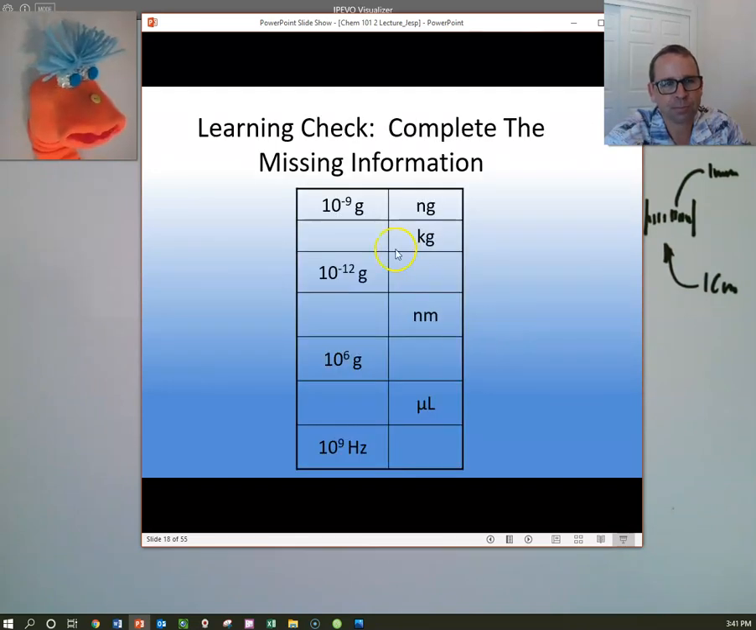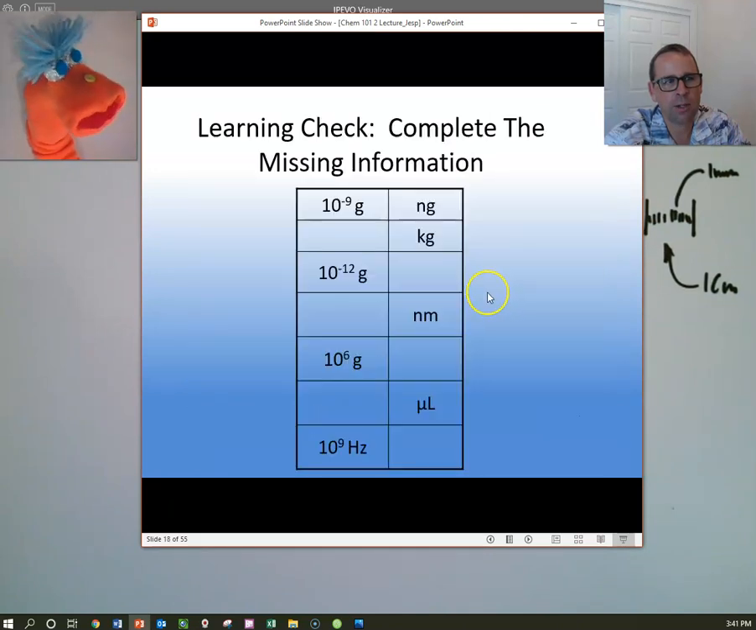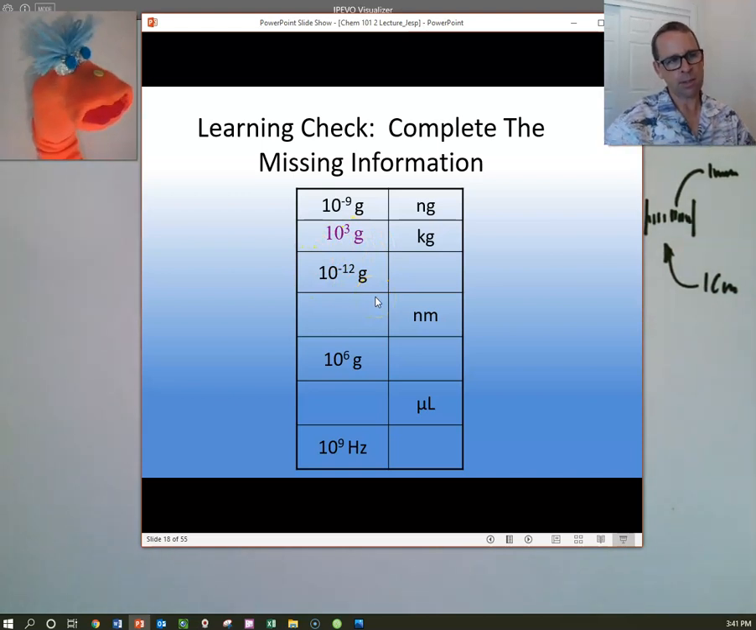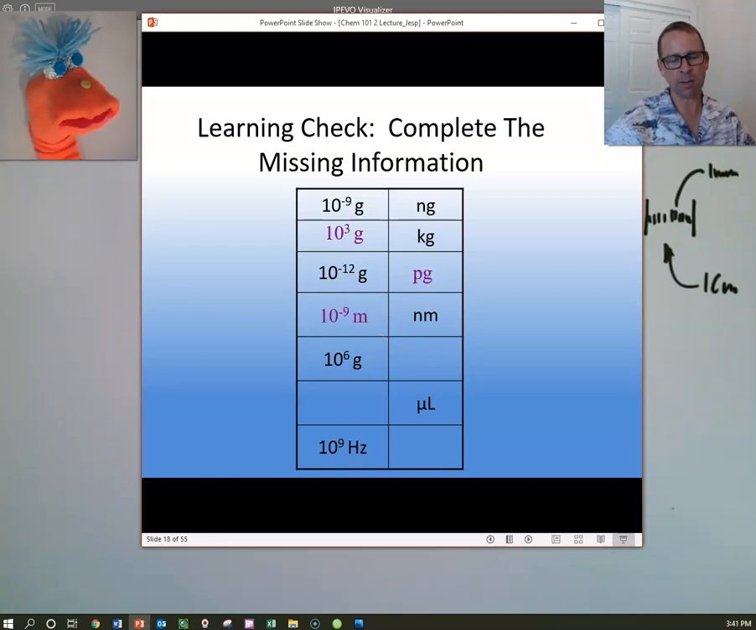Okay? So if I say 10 to the minus 9 grams is a nanogram, how many grams will be in a kilogram? 10 to the what? Can you go back a slide? The third, 10 to the third. That's right, 10 to the third grams is a kilogram. So 10 to the minus 12 grams, what's that? That is a picogram. That's right, picogram. Very good. Nanometers, how many meters is that? 10 to the minus nano nine. That's right. That's a good way to remember it.